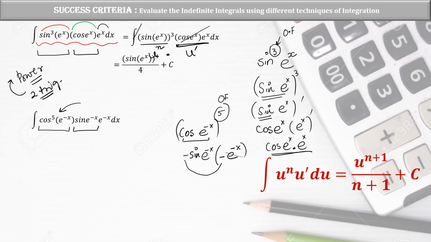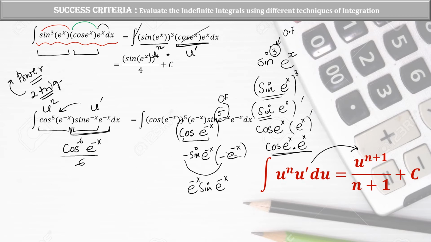Now negative and negative give us positive, so we get sine e to the power negative x times e to the power negative x. You can check that this is written in the question. So this is actually the u prime, and cosine to the power 5 e to the power minus x would be considered as u to the power n. So the answer of this one is: write the u as it is, that is cosine e to the power minus x. Add 1 in the power, so 5 plus 1, 6. Whatever we write as a power, we divide by the same number, plus c.